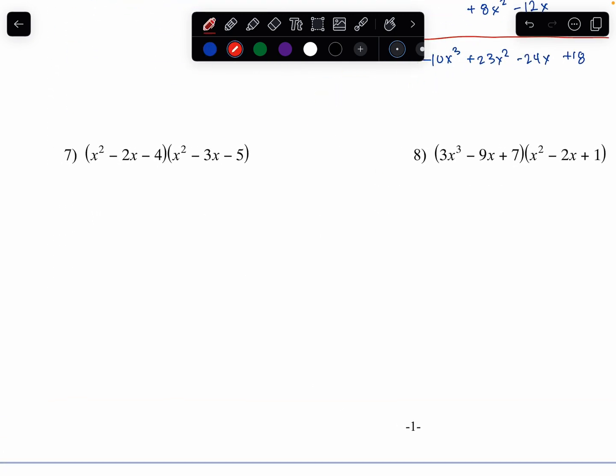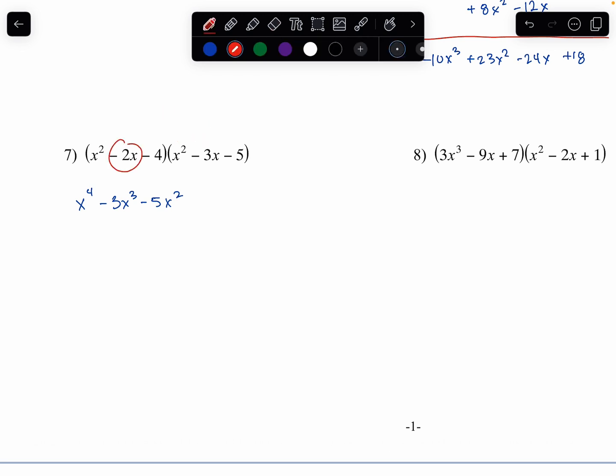For 7, okay, we have a trinomial and a trinomial. We're going to do the same process. We're going to just take the first term and multiply it through. So x squared times x squared is going to give me x to the fourth. x squared times negative 3x is going to be negative 3x to the third, and x squared times negative 5 is negative 5x squared.